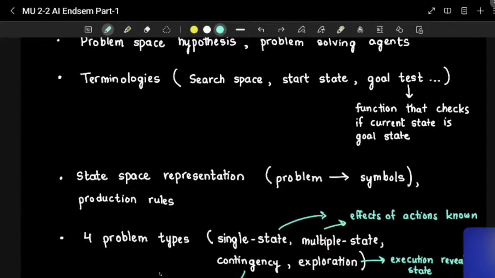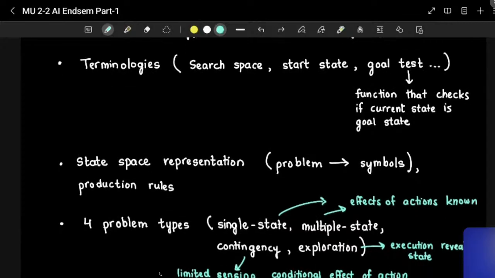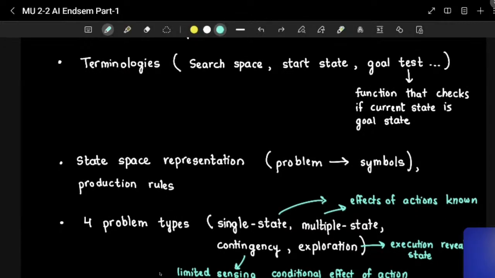But how do you begin? You'll have a start state. So from your start state, you'll have to keep going to different states, possibly your neighboring states and its neighboring states, and so on and so forth, until you find a goal state. But there's something called a goal test. Goal test is essentially a function that keeps checking if the current state is equal to the goal state or not. There are different ways of searching, which we will see soon.